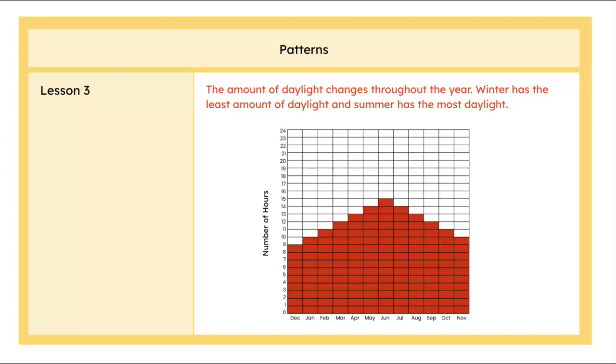By the end of the discussion, students should understand that the amount of daylight changes throughout the year. Winter has the least amount of daylight and summer has the most daylight. They'll have a graph to show this pattern in their student journal.